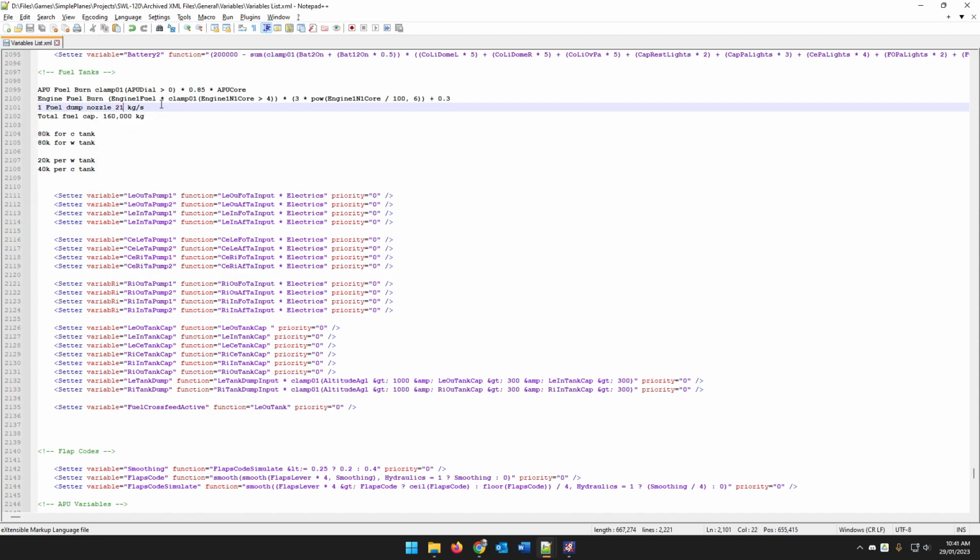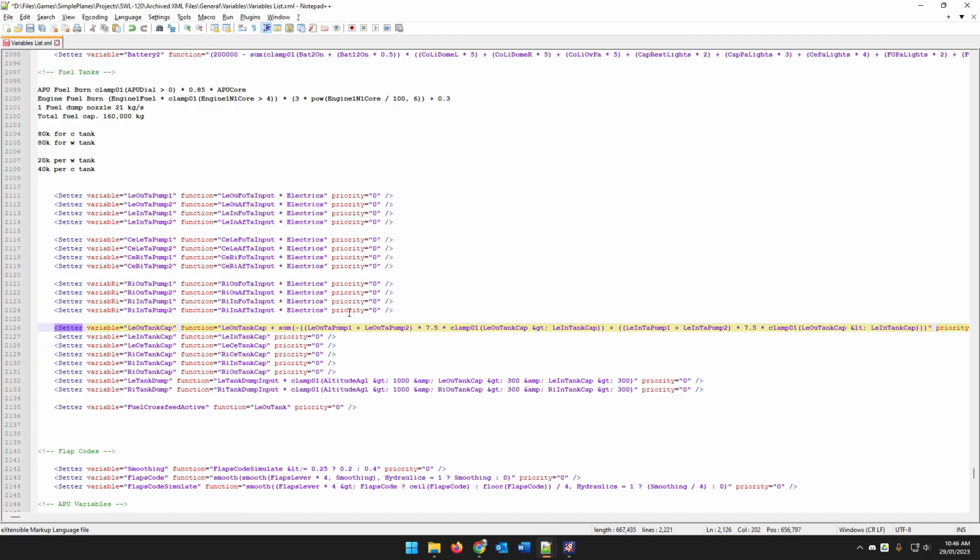Which means I'll just make it so if 2 pumps are active, 1 tank can pump fuel out of itself at a rate of, I'll just make it 15. That's a little faster than the fuel dump speed, but I'll just make it 15. So the left outer tank can, I'll just do a sum. Well, I think this will work. I just need to figure out how to test this.